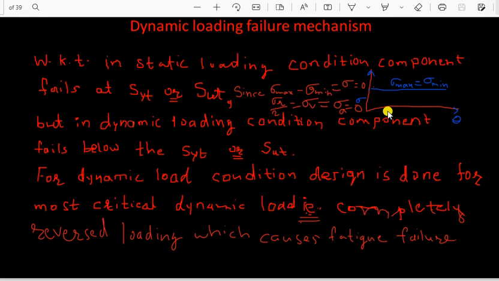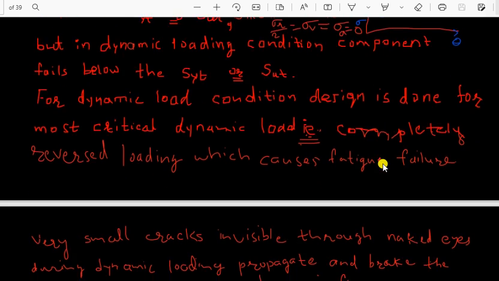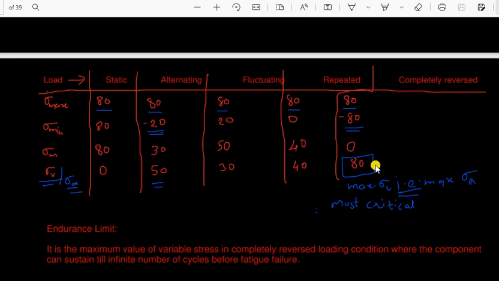We have seen under dynamic loading condition, the critical loading condition is the completely reverse loading condition, where you will find the sigma max is the same and the variable stress is comparatively more as compared with the repeated loading, fluctuating loading and alternating loading. We have seen this in the previous lecture. If you have not watched it, go back and check out our playlist.